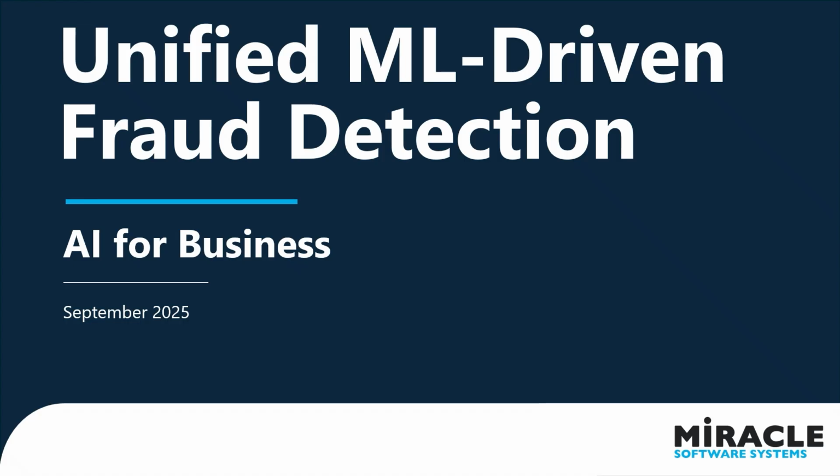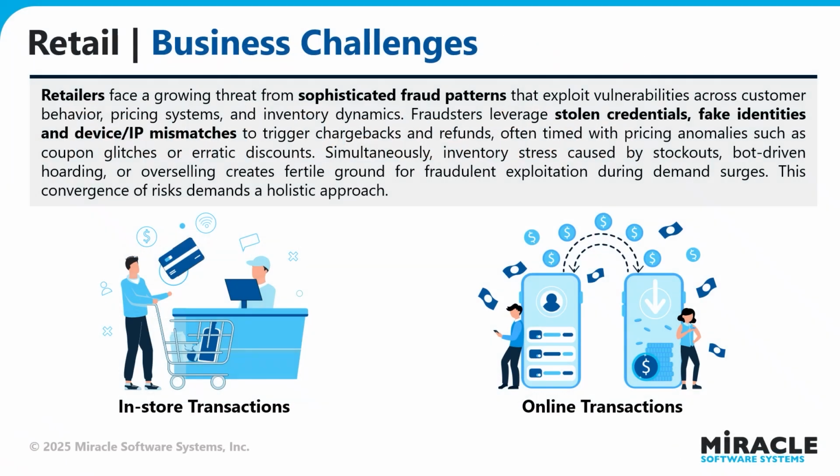Before we begin, let's take a step back and look at the bigger picture. Fraud in retail is evolving rapidly. It's no longer just isolated to card theft or account misuse. Today, fraud spans across multiple dimensions like customer behavior, pricing anomalies, and inventory dynamics. We see examples like mismatched addresses, fake identities, or unusual payment methods, and also coupon abuse, discount misuse, or suspicious returns. And we also see inventory stress like hoarding, overselling, or sudden stockouts, which create more opportunities for exploitation. This means fraud cannot be treated as a one-off problem. It is deeply connected with how pricing and inventory operate, which brings me to the introduction of our solution.